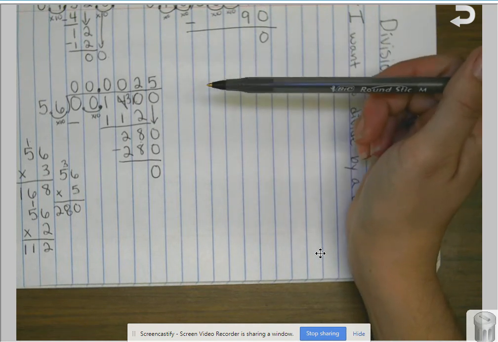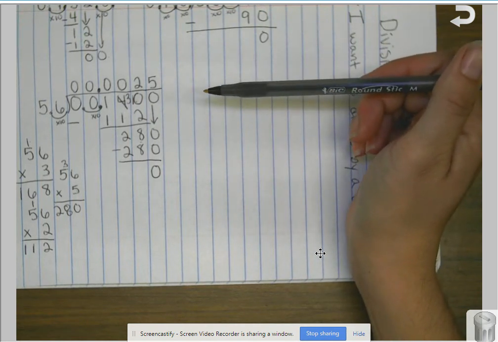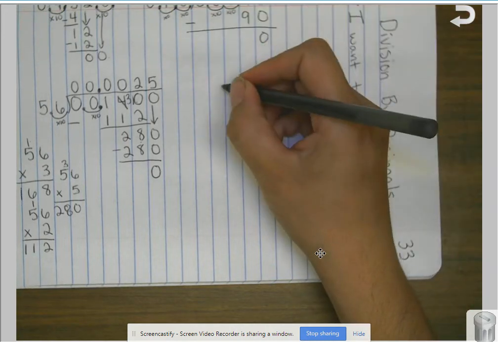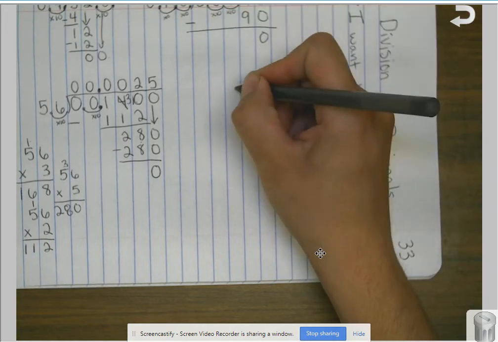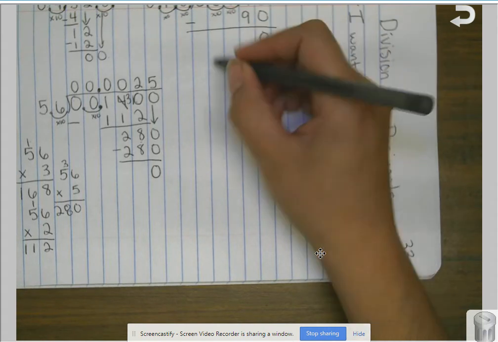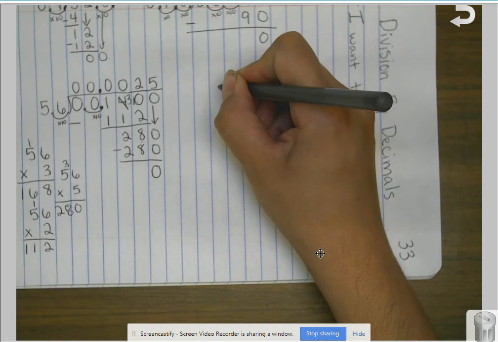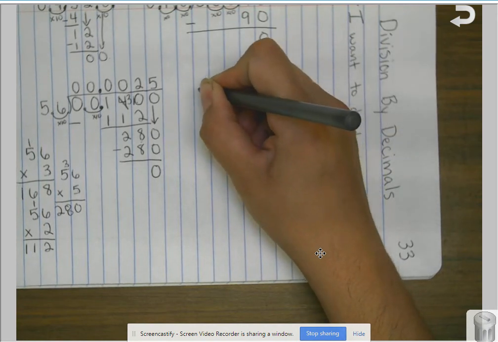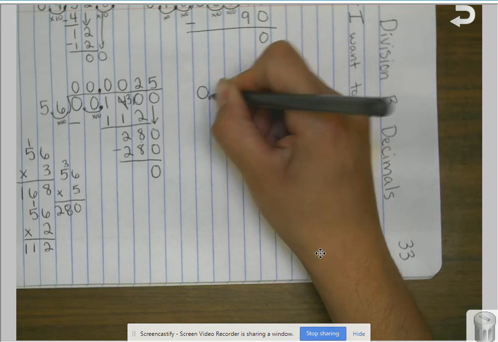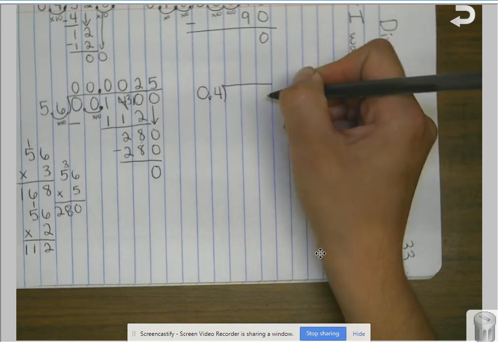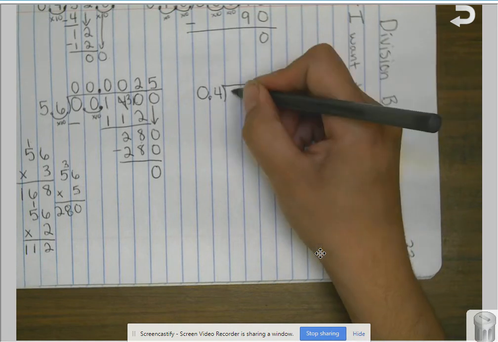Okay, one last problem we're going to try. We're going to do 0.4 divided into, now notice how I said that, divided into. If I said divided by, it would be inside the box. But since I said divided into, it's going to be outside the box. So 0.4 is what is being divided into 25.